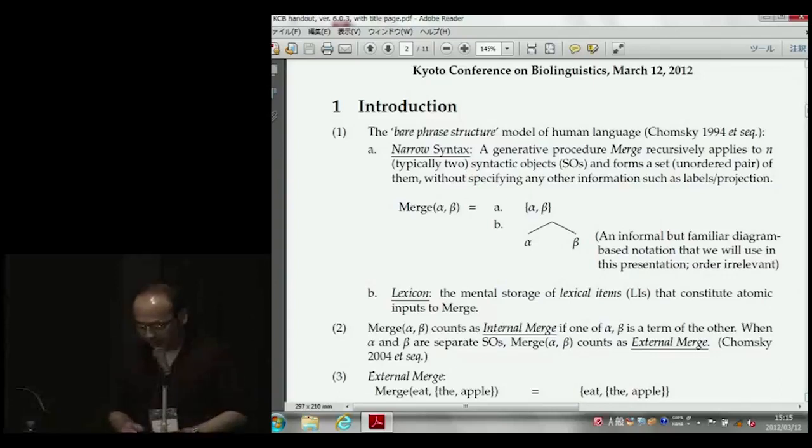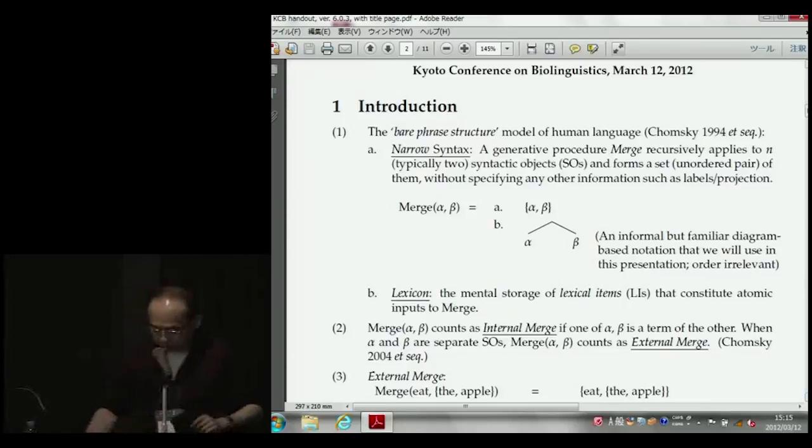As the title suggests, the goal of this talk is to investigate the nature of the computation procedure of human language, in particular its fundamental operation Merge, and the structural symmetry and asymmetry it generates. Under the most general formulation, Merge is a generative procedure that combines, typically, 2 syntactic objects, SOs, and forms an unordered pair, that is, a set of them, without specifying any other information such as labels or projection that has been stipulated in classical X-bar theory, for example.